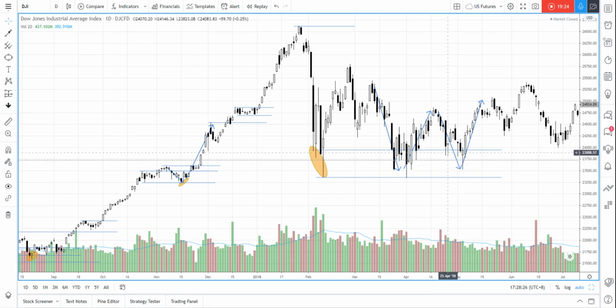and always aim to trade near the support, buy near the support and sell near the resistance, in order to maximize your profit and have a great reward to risk ratio.